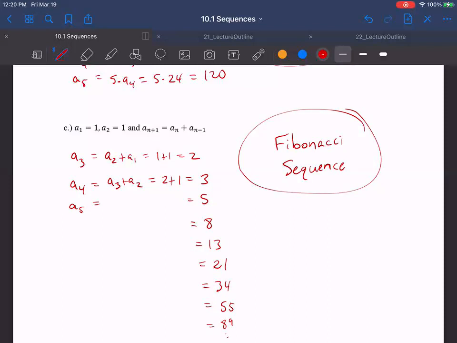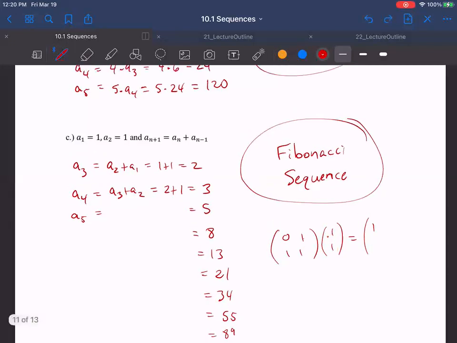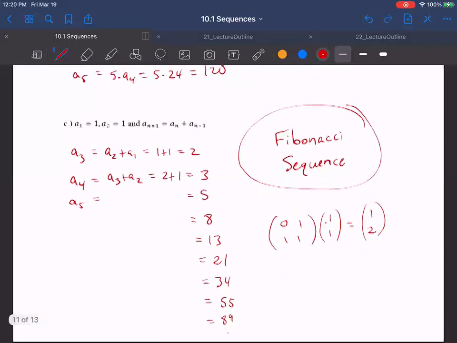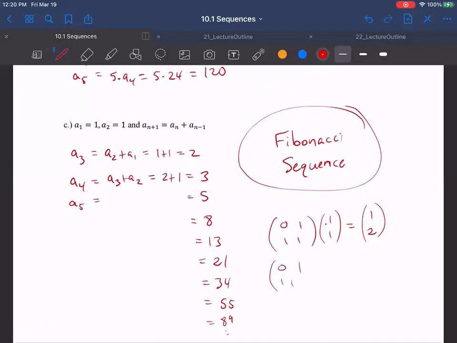So there's something called a propagator. It's a little matrix that's 0, 1, 1, 1, I believe. And you apply it to any two consecutive members of the Fibonacci sequence, and it gives you the next two. 0 times 1 plus 1 times 1 is 1. 1 times 1 plus 1 times 1, that's 2. So you propagate through by doing this matrix multiplication. It gives you the 1, 2.